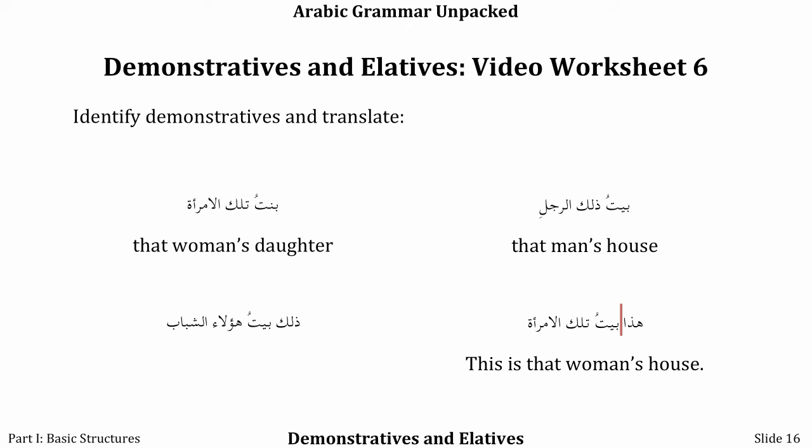Last example, ذلك بيت هؤلاء الشباب. That house, these guys, or this is a sentence, that is these guys' house, with the apostrophe after the S because it's plural. So this isn't super challenging from the perspective of reading, especially if you're paying attention. It can be a little trickier to put together, but with enough practice you won't have too many problems.